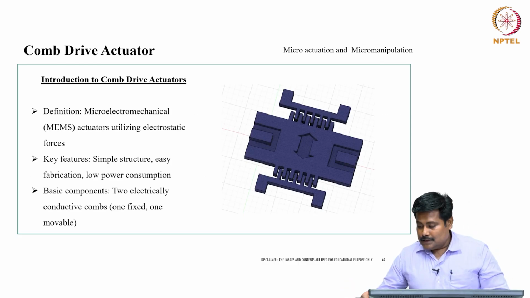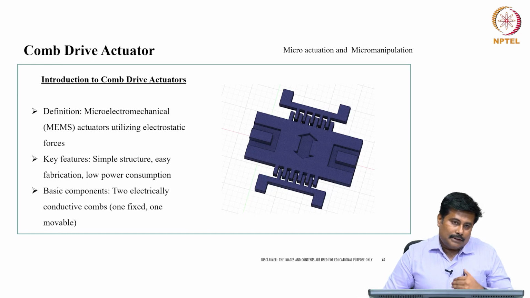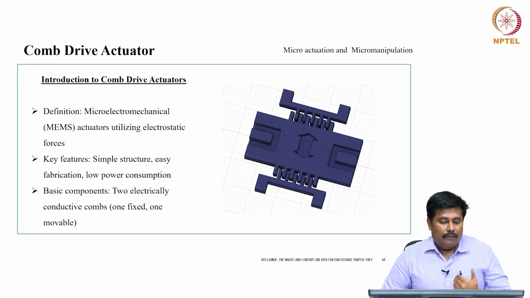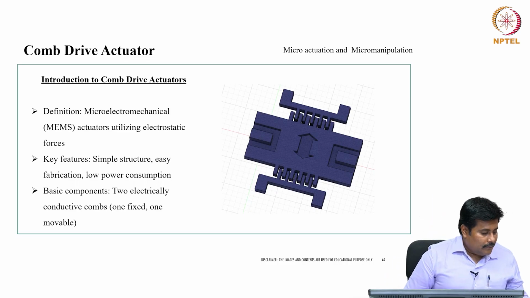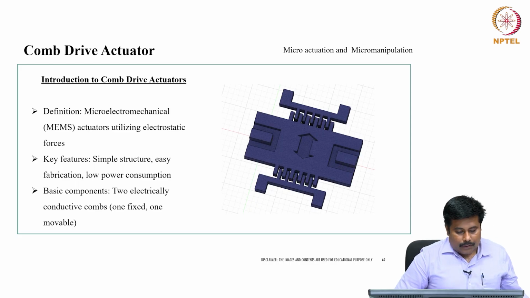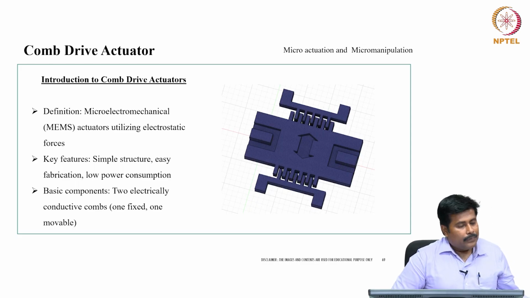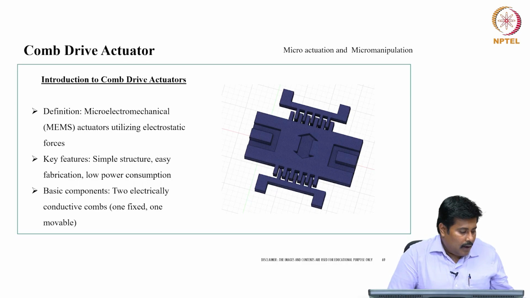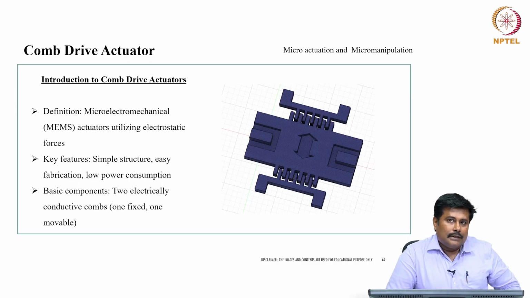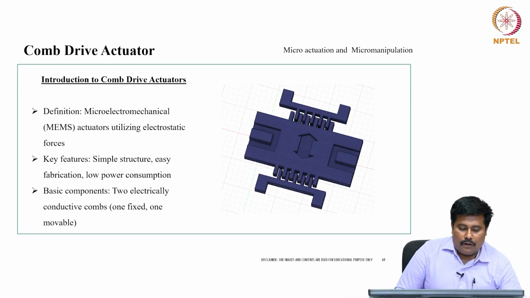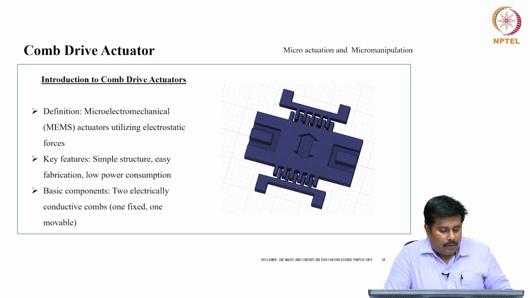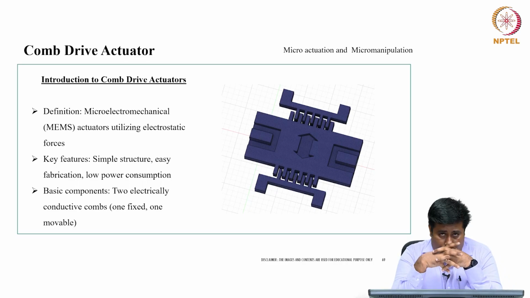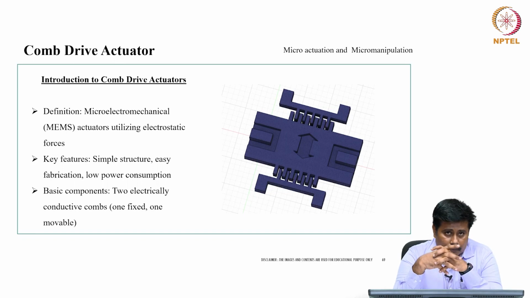Now let us discuss the next type of actuation system, which is called the comb drive based actuator. When we discussed the electrostatic process, we discussed a lot about the comb drive actuator. Now in this lecture we will discuss the overall configuration of this comb drive actuator and its behavior. The comb drive is a micromechanical system which actuates using electrostatic forces.